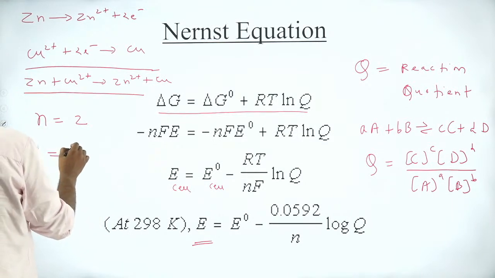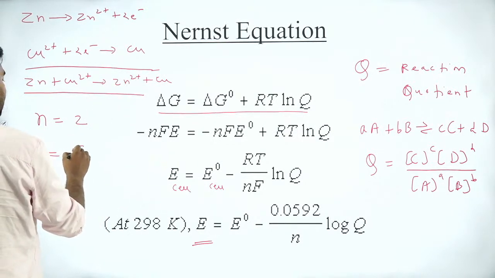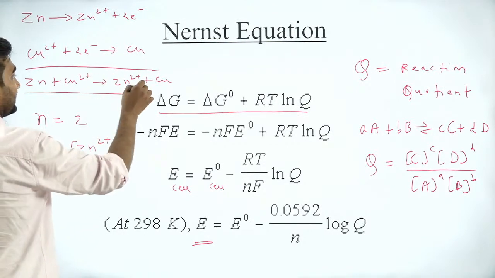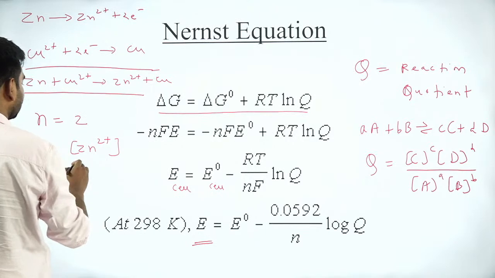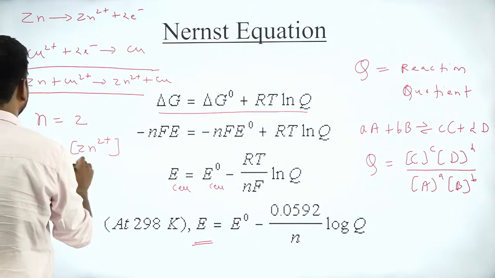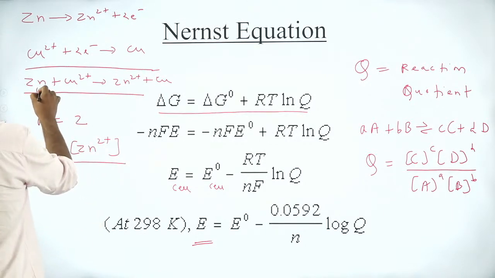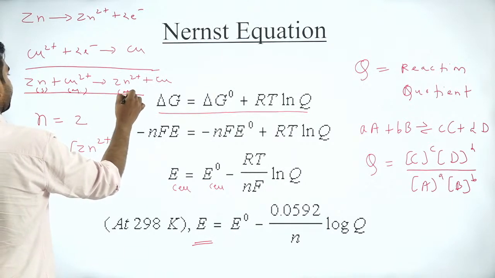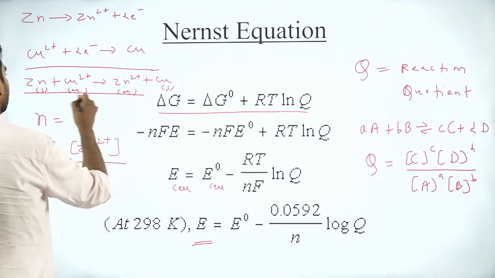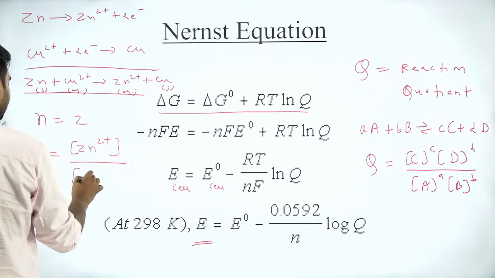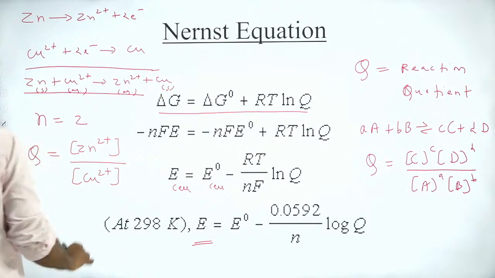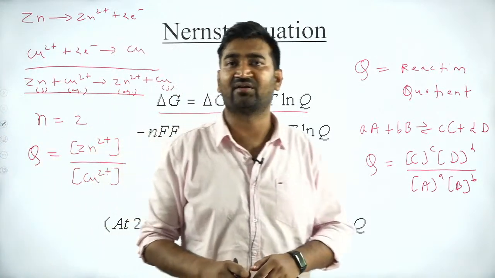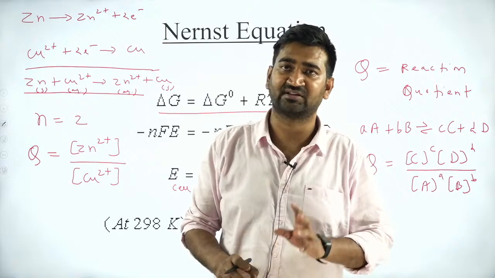What is the Q value for this? Q will be equal to the Zn2+ concentration, power 1. This is the solid form, so I will not write the concentration here, divided by, this is also pure solid form, so I will take it as unity. Only here I will write the Cu2+ concentration. So this is the reaction quotient for that particular galvanic cell which we have discussed.